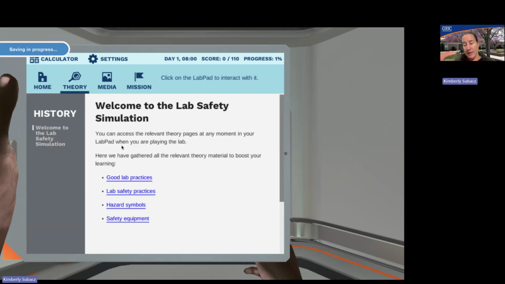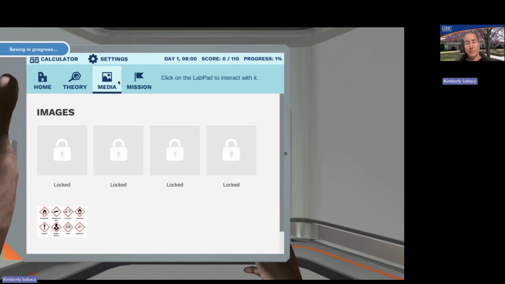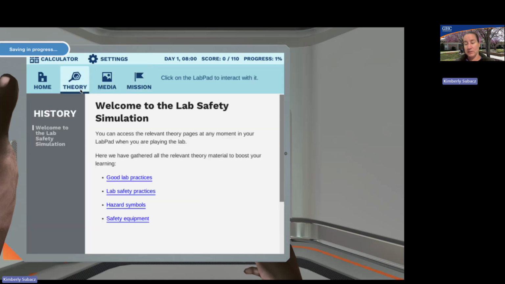The theory is all the background knowledge, because it's going to ask you questions throughout this exercise. And if you're struggling with the questions, come back to the lab pad and click on the theory, and that will help you out with all the different topics covered there. It's got the media, the little pictures of stuff, and the mission and all that good stuff here. But the lab pad's theory, if you are struggling on a question, that's where you want to go.